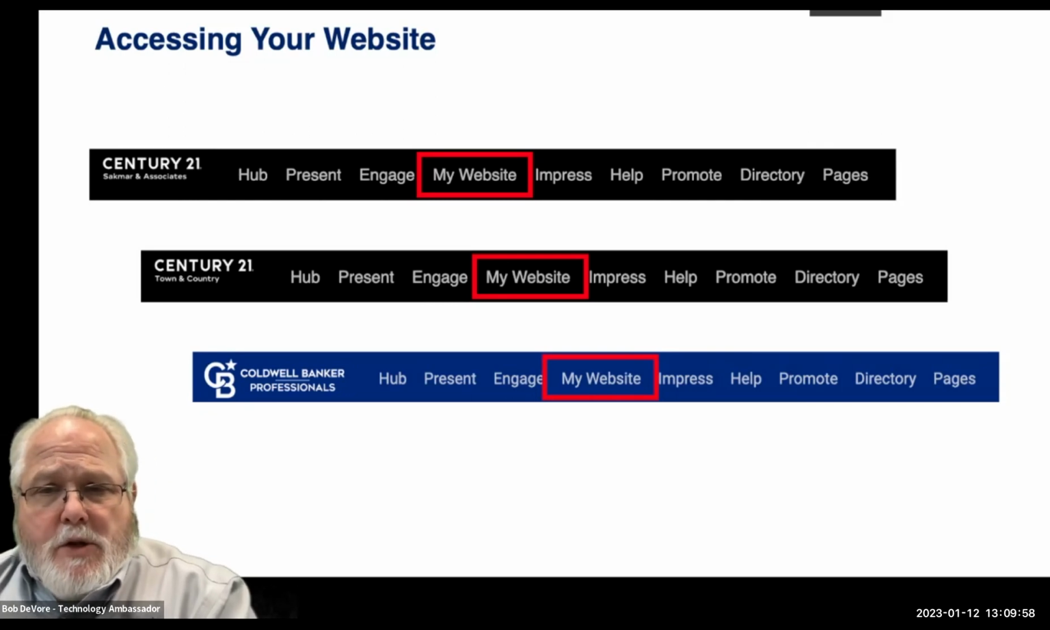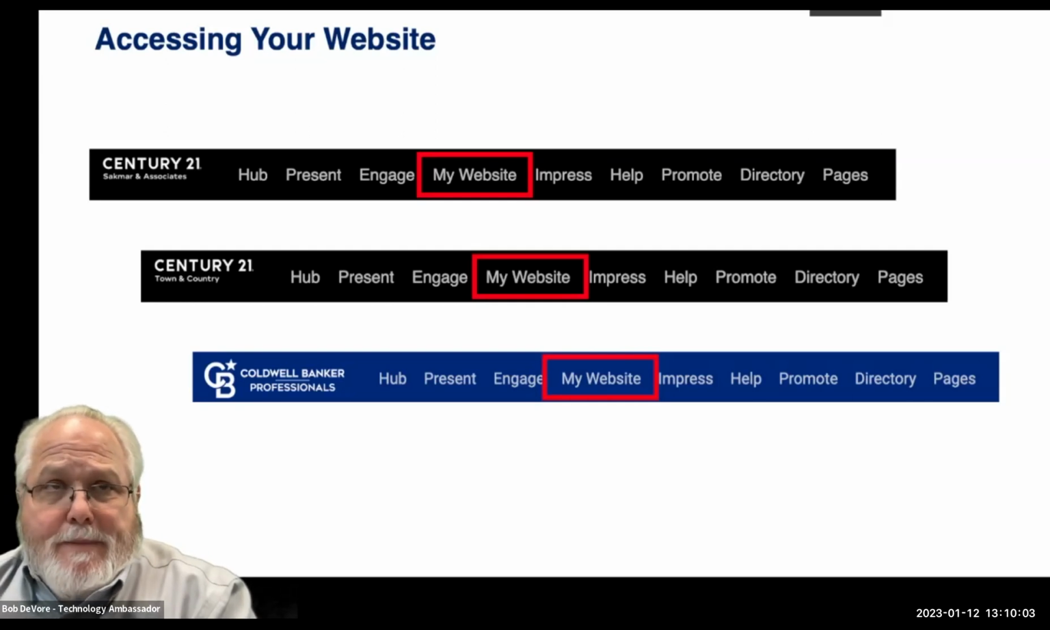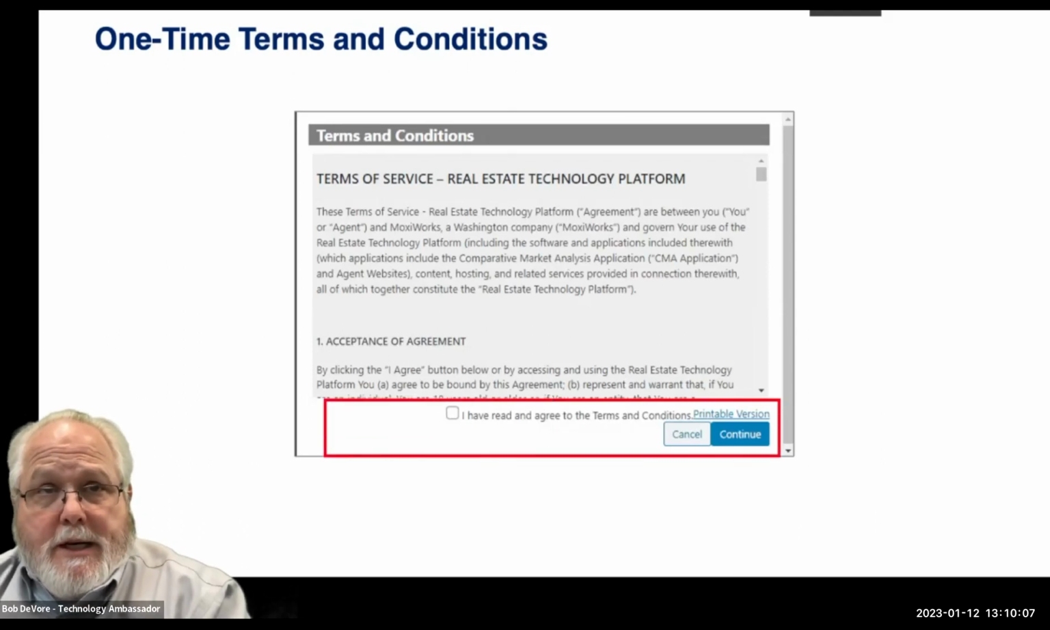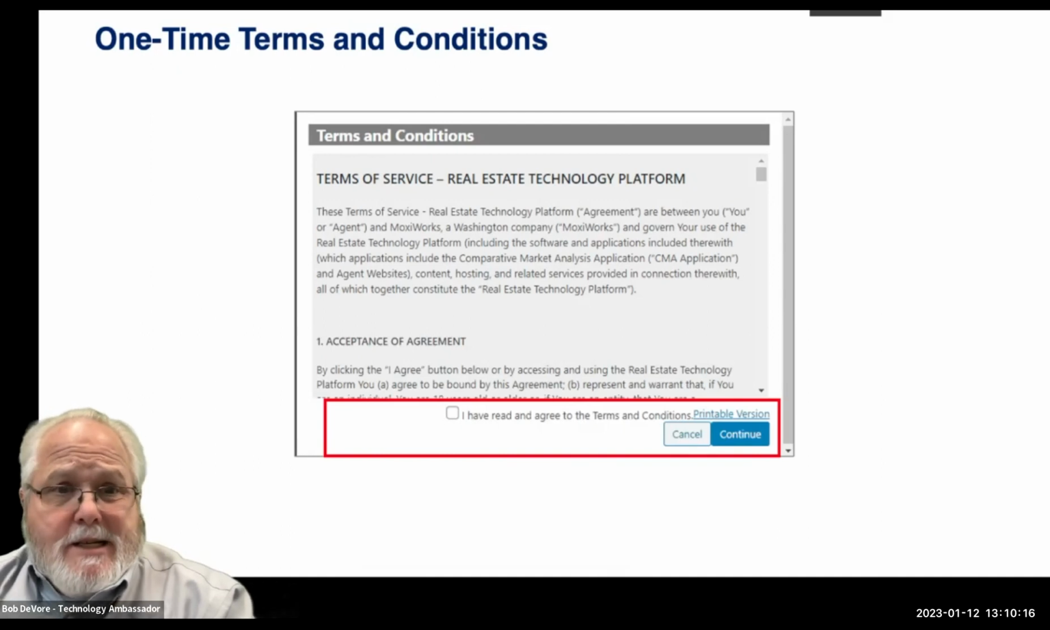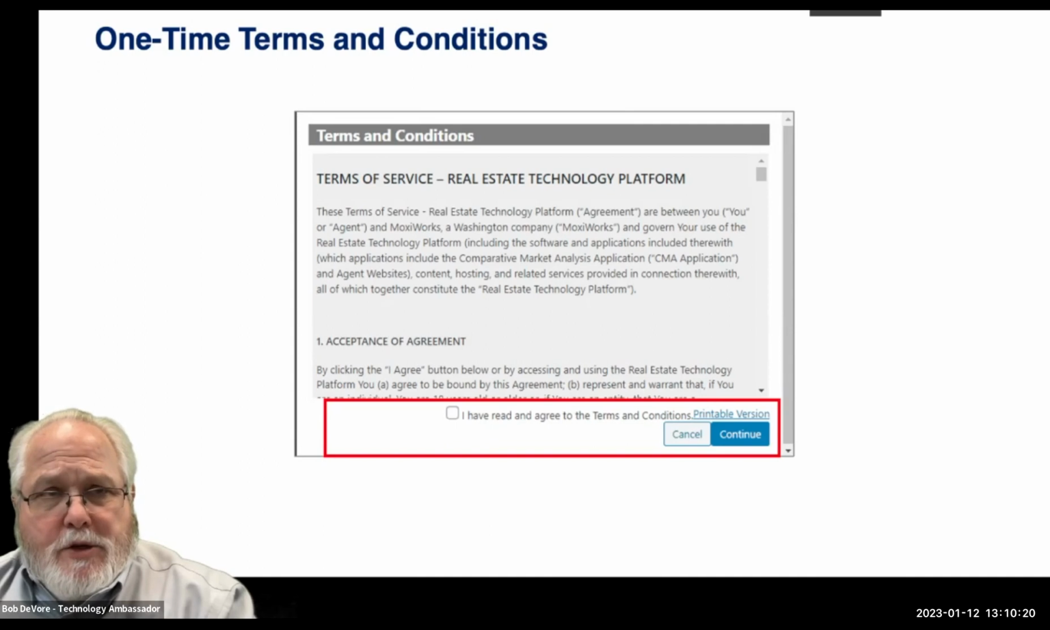All right. So the first thing that's going to happen when you click on your website, if you've not been there before, is you're going to see this terms of service, real estate technology, yada, yada, yada. Again, there are a lot of user agreements the first time through, whether you're in Engage, Present, or Moxie itself. Once you do them, you're going to be able to just go forward.